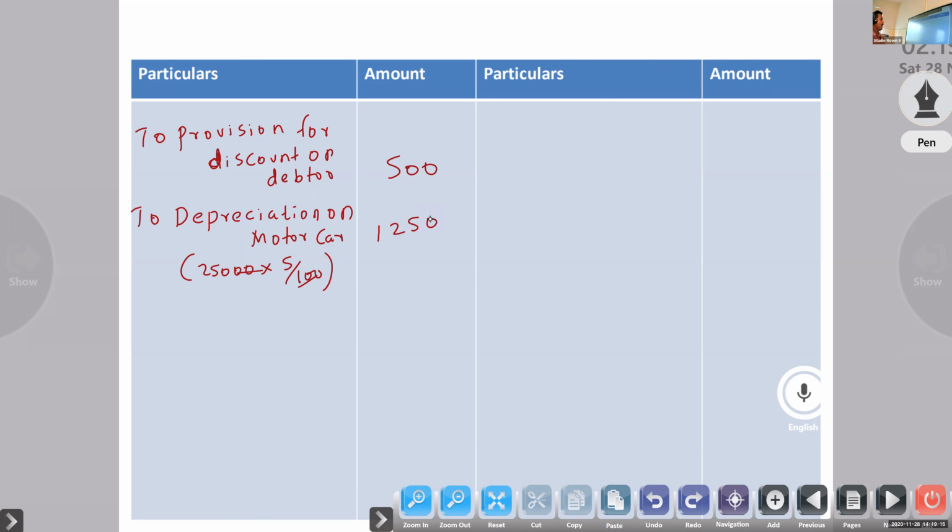Okay, so now time is over. Now I think you can do the remaining balance sheet. You have to calculate net profit, and then the balance sheet.